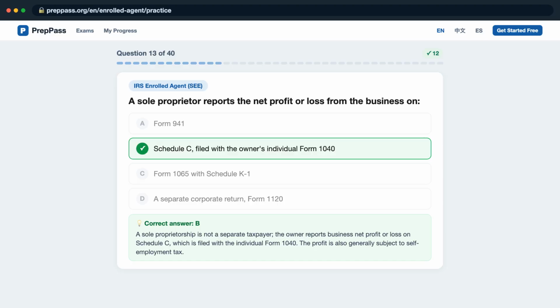A sole proprietorship is not a separate taxpayer. The owner reports business net profit or loss on Schedule C, which is filed with the individual Form 1040. The profit is also generally subject to self-employment tax.